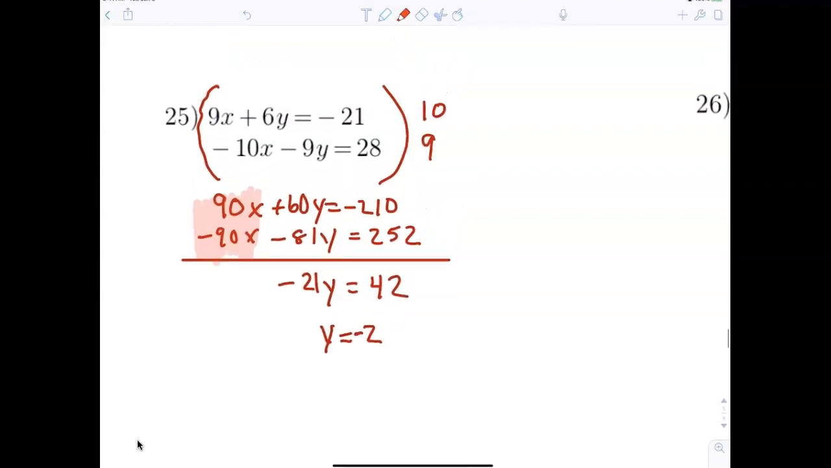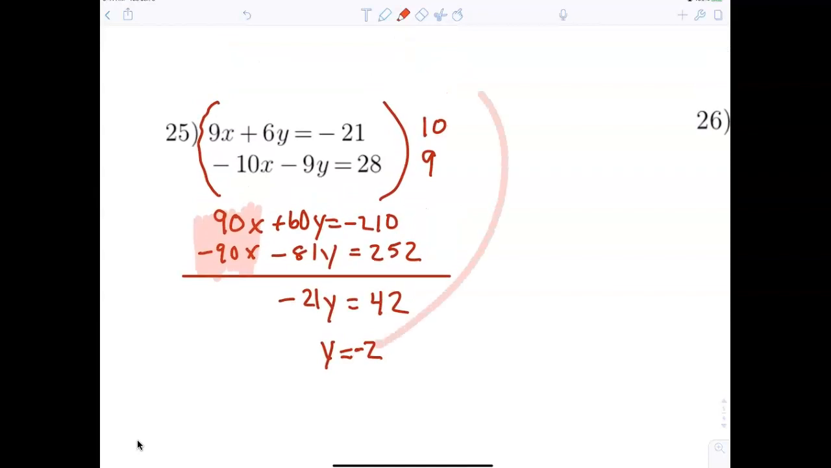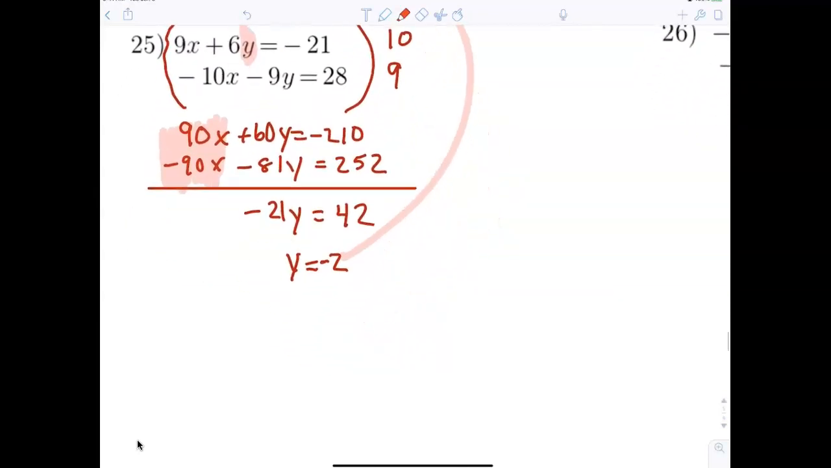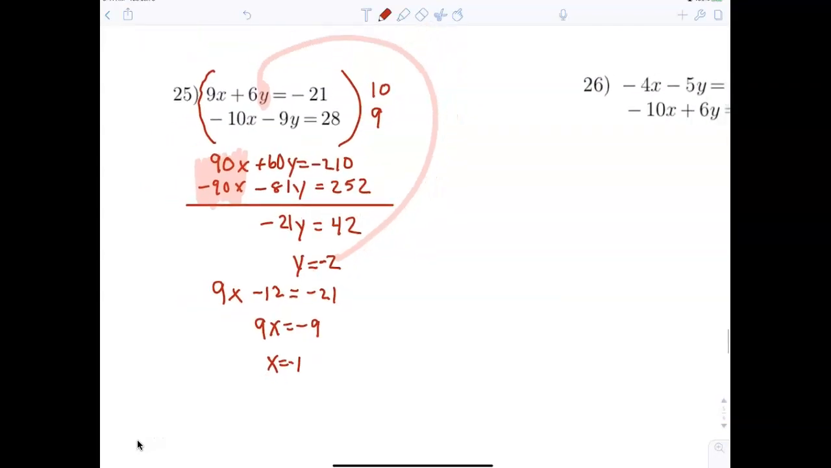Now that y equals negative 2, we just plug it in. Right there. So now I have 9x minus 12 equals negative 21. 9x equals negative 9, right? So x equals negative 1. So my answer is negative 1, negative 2. Yeah. All right. So I'm going to erase this.